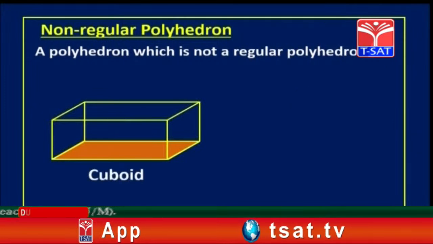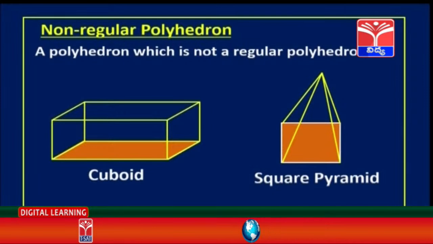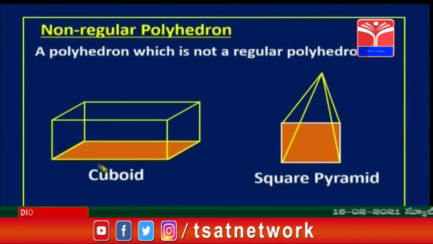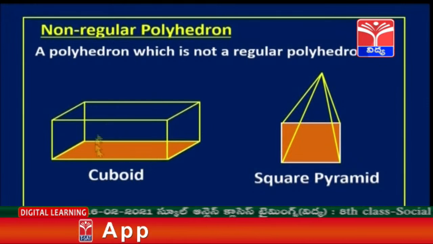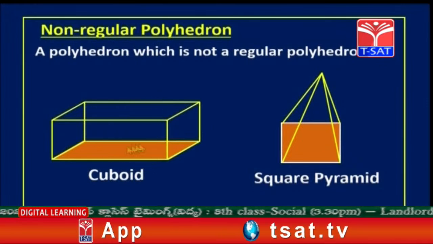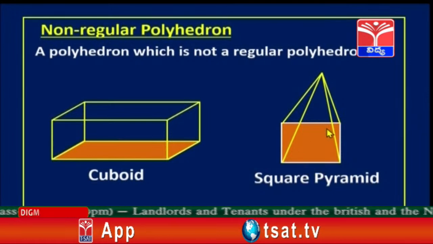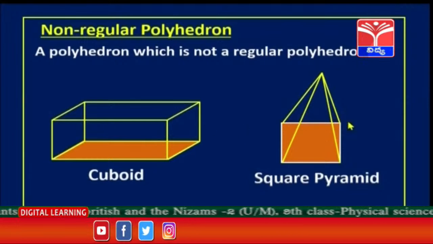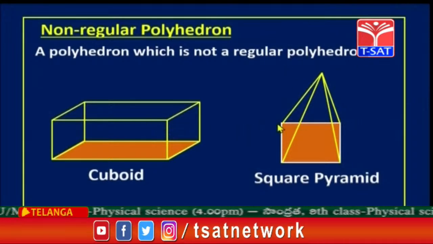Children, what am I taking here? Yes, I am taking a cuboid and a square pyramid. See children, these are not regular polyhedrons. Why? Because in a cuboid we will have 6 faces, but all 6 faces are not congruent, meaning they are not equal in area. Here also, if you take a square pyramid, you will have 5 faces, and all 5 faces are not congruent. So we should not call them regular polyhedrons. What do we have to call them, children? Yes, these are non-regular polyhedrons.